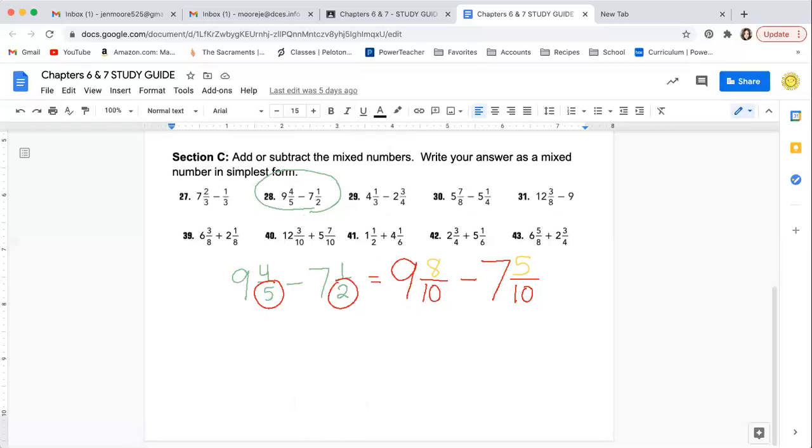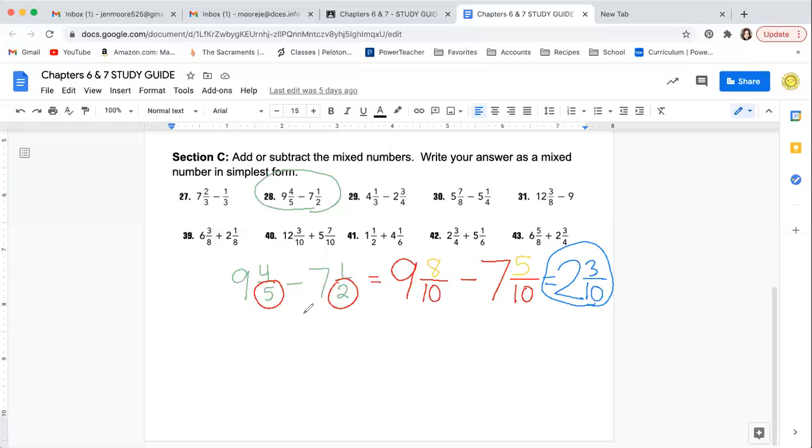We're going to subtract the numerators. We're going to subtract the whole numbers, right? So let's do the whole numbers here first. 9 minus 7 is 2. And then 8/10 minus 5/10 is 3/10. And I'm looking at 3/10, and I know 3 and a 10 have no factors in common, and therefore they can't be reduced any further, right? So this is the simplest version of our answer here.